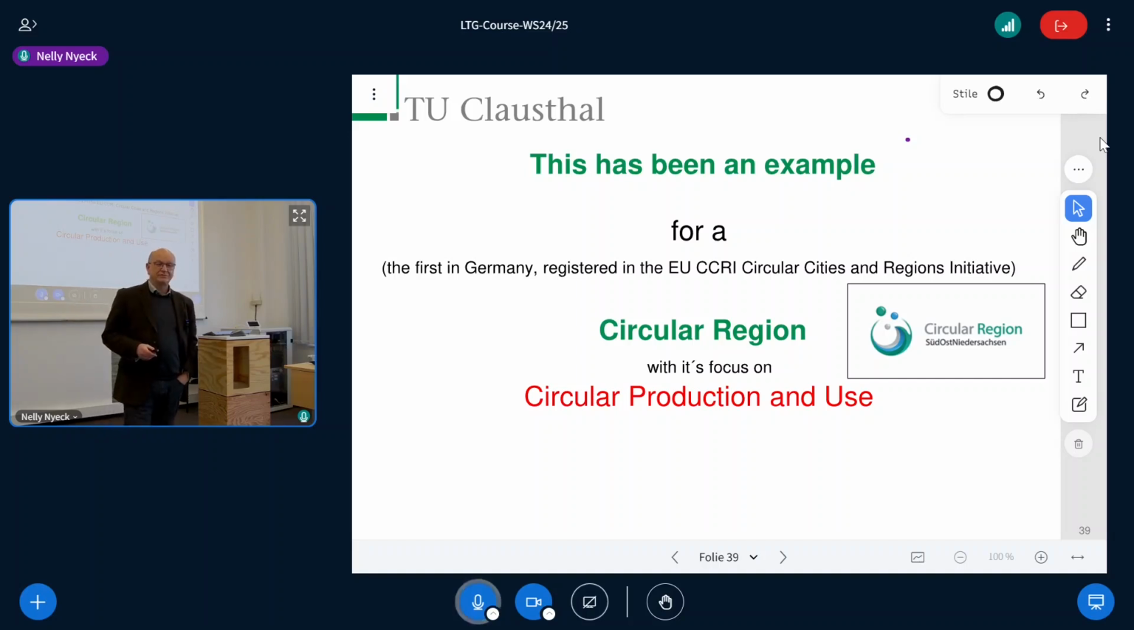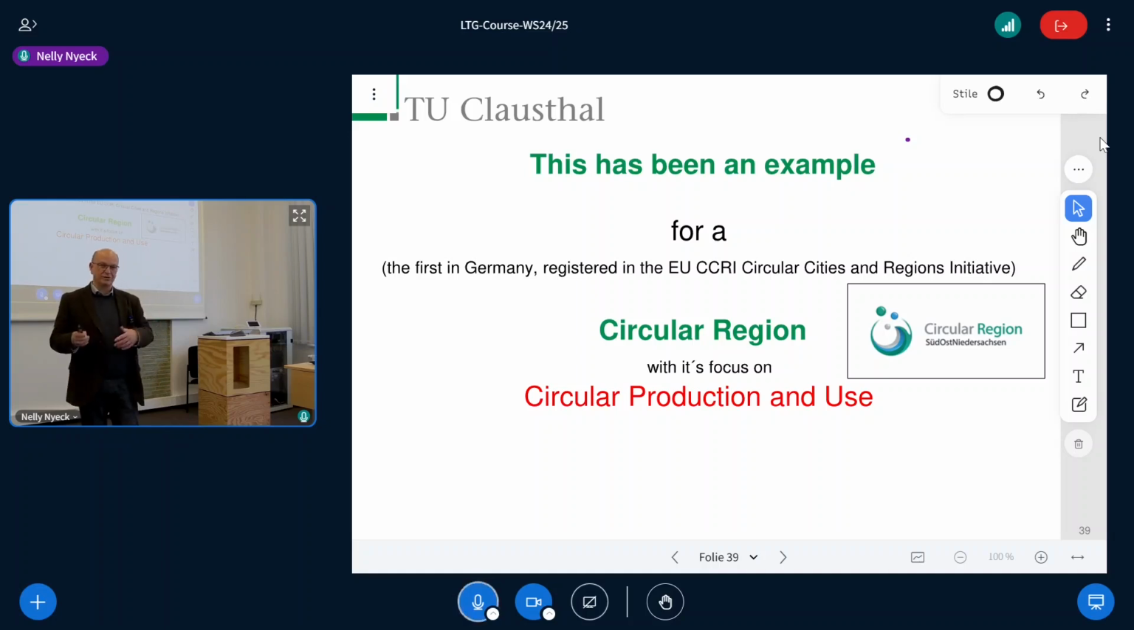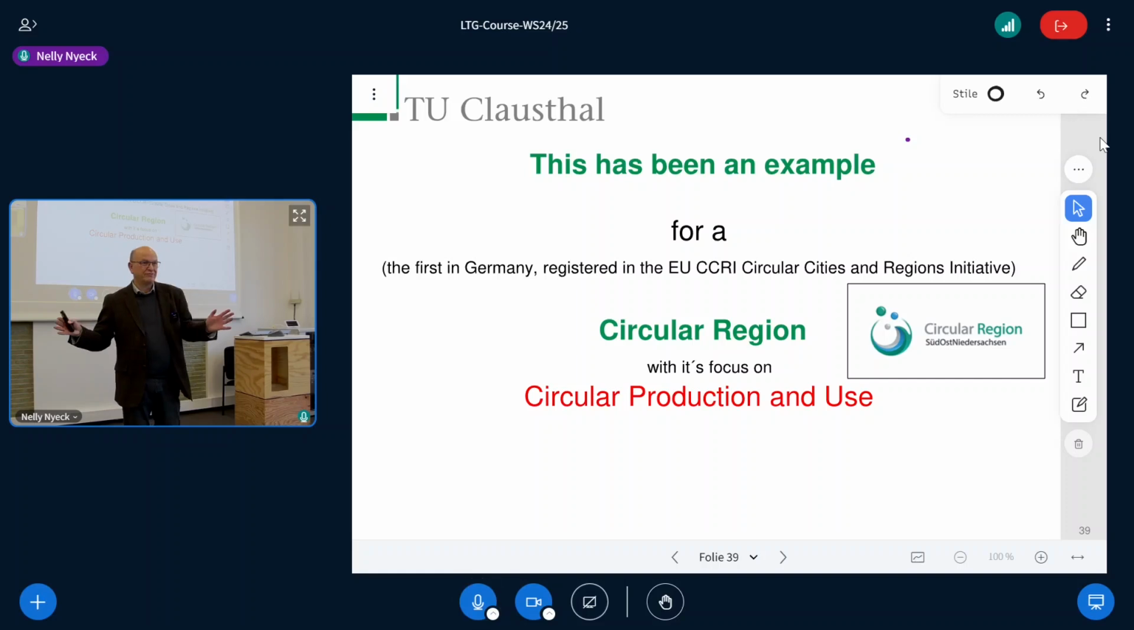This has been an example for, and that's in case still the case, the first in Germany registered circular region. We are, as our region, a part of the Circular Cities and Regions initiative of the European Union. That means Circular Region Südost-Niedersachsen, Southeast Lower Saxony, and we as TU Clausthal have the lead in this business, and our focus is circular production and use. Of course, there are certainly different things that you can do in a circular region, but for our region, that's our specification, since we have, on the one hand, companies working exactly on these fields. We have universities specialized on those things, like we in Clausthal on the raw materials business, developing of new products like Braunschweig, for example, to run this line. If you have other settings, you will get to other contents of a circular region, but this is the content of our circular region.